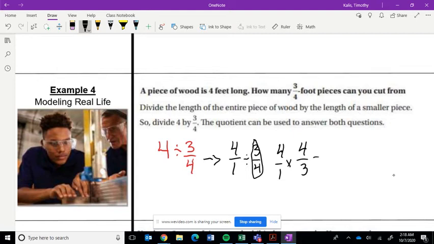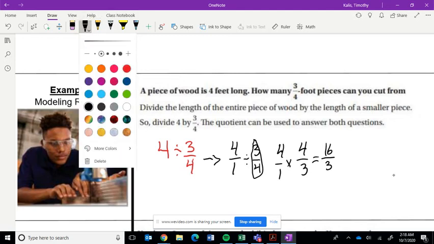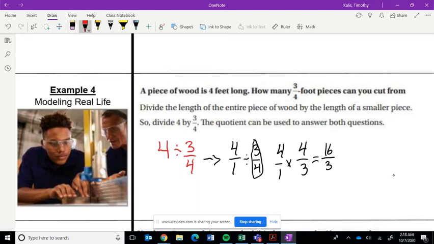We multiply our numerators. 4 times 4 equals 16, and 1 times 3 equals 3. Now, you never hear in the real world, hey, we have 16 thirds pieces of something. Okay, it's always either a whole number or a mixed number. So we have to take 16 thirds, convert that back into a whole number or a mixed number. So we ask ourselves, how many times does 3 go into 16? That equals 5. So we have 5.